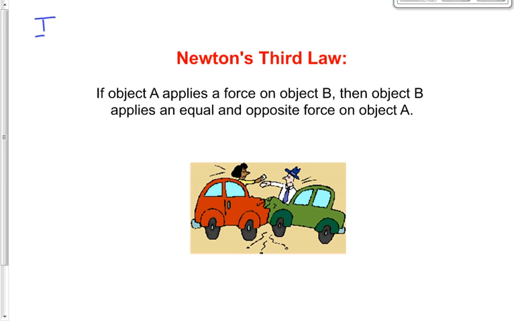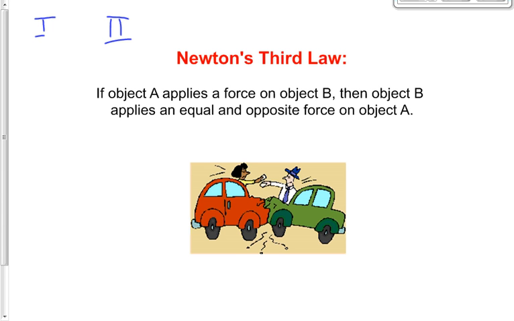An object in motion will remain in motion until an unbalanced force acts on it. It's going to remain in motion specifically in a straight line at a constant speed until an unbalanced force acts on it. Good. Newton's second law also has two aspects to it.